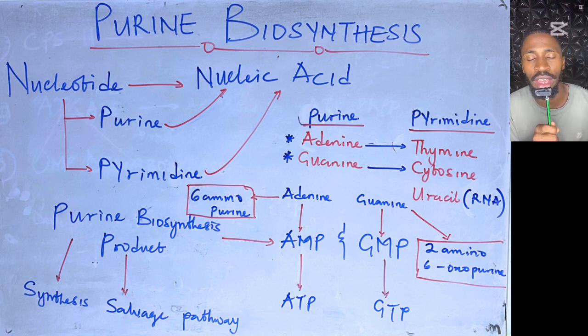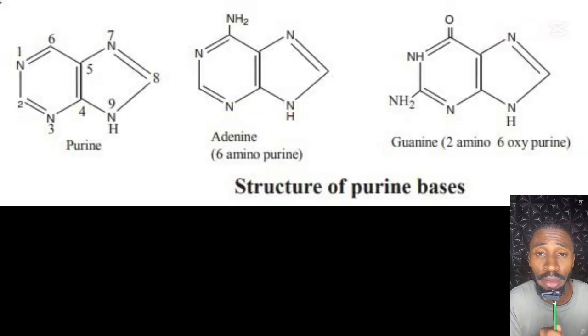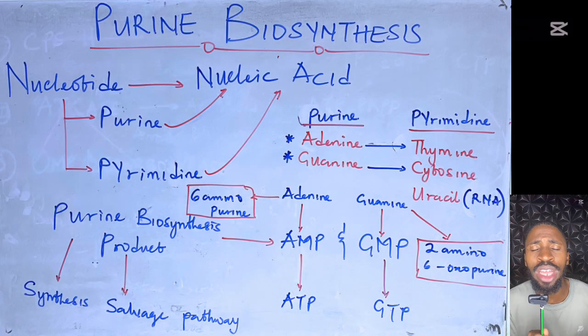Same as we talked about in pyrimidine. The structure of adenine is what? 6-aminopurine. Don't forget, adenine is 6-aminopurine, while guanine is 2-amino-6-oxopurine. Both of them are important structures, just like the ones I gave you for the pyrimidine molecule.